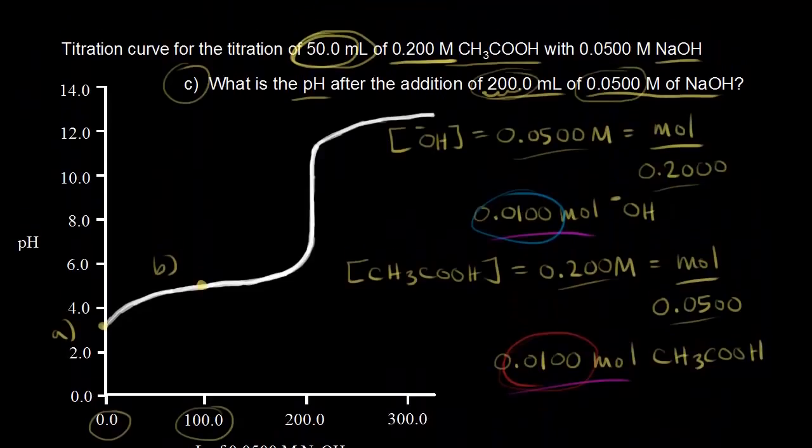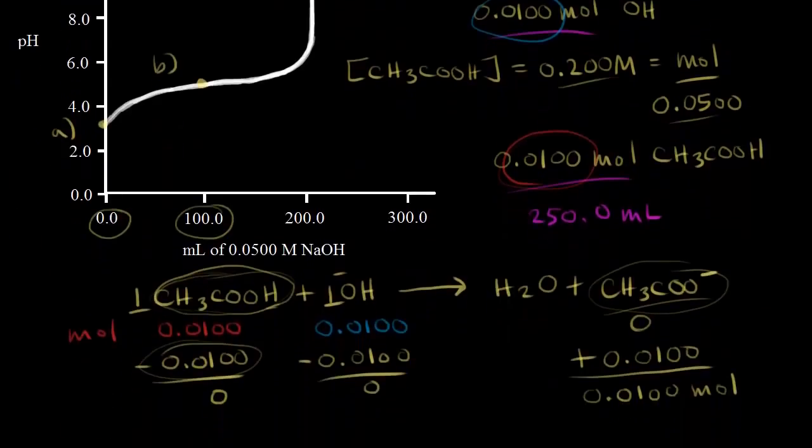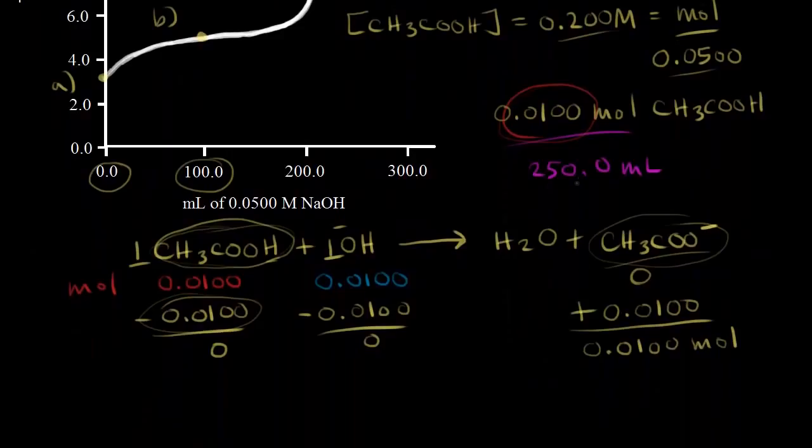If we go back up here, what is the total volume now? We started with 50 milliliters and we added 200 more. So 50 and 200 give us 250 milliliters. That's our total volume now. And 250 milliliters would be, move our decimal place, 0.25 liters.